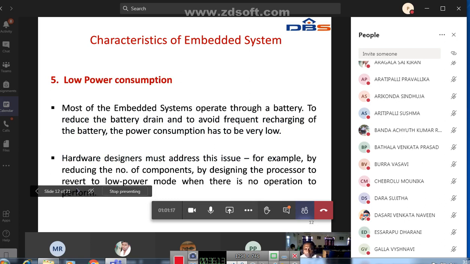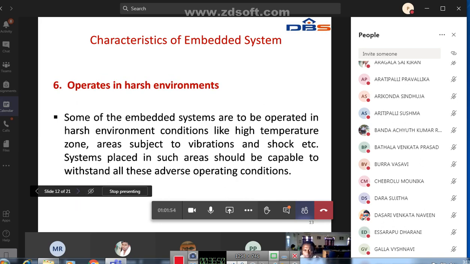And low power consumption. Most embedded systems operate through a battery. A mobile phone operates on a battery, and some other devices like cars, even cars nowadays, operate through a battery. Standalone systems are all battery operated. Battery operated means limited power. When power is limited, the system has to consume less power, so that we can have a long life for the system. We don't have a luxury of power there.